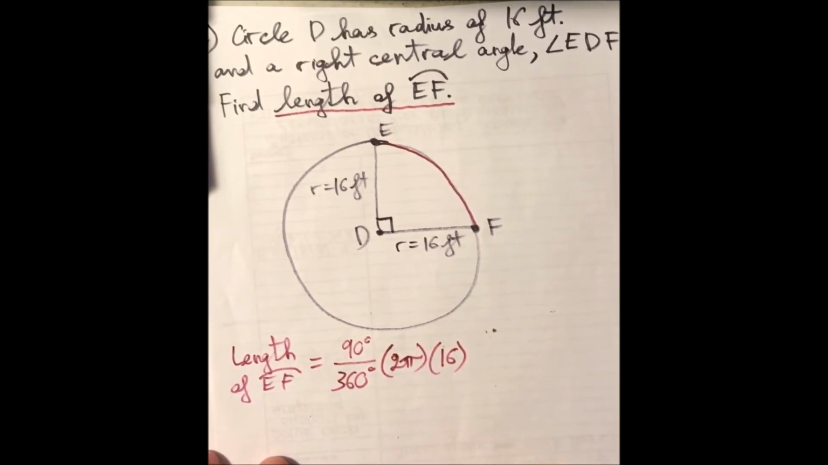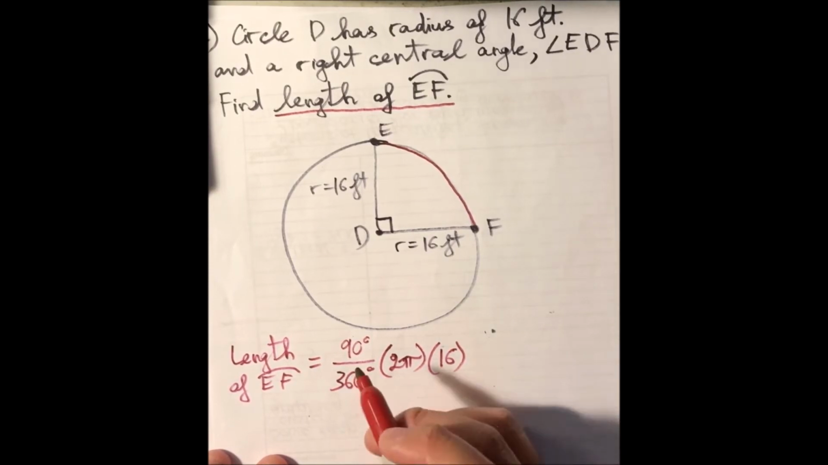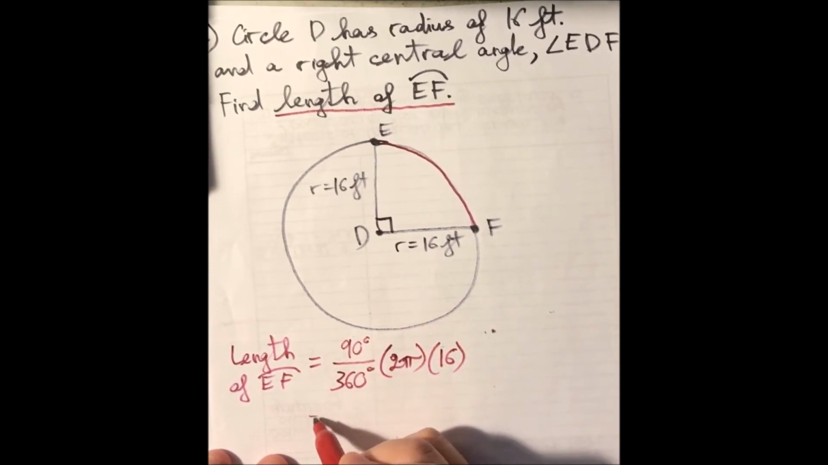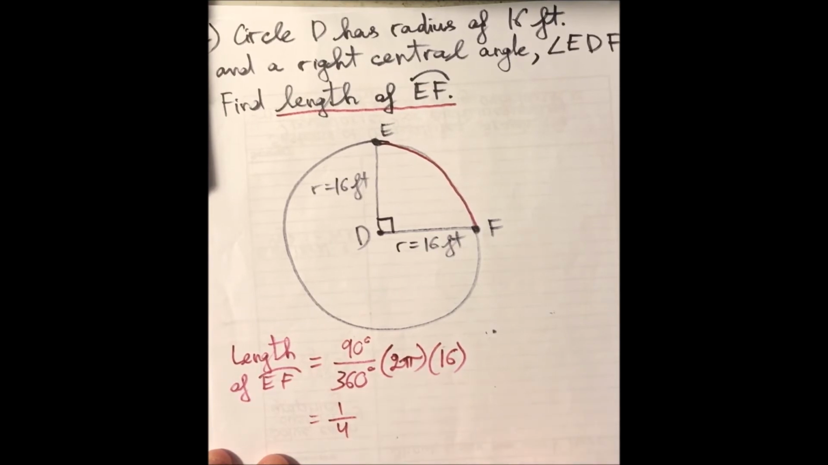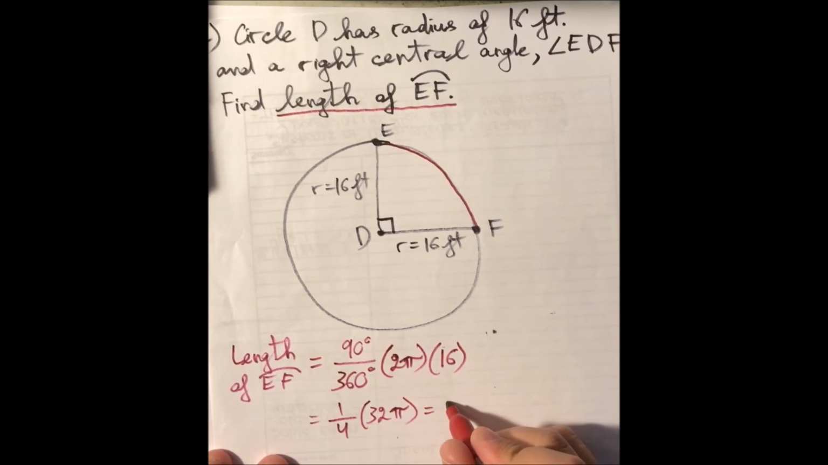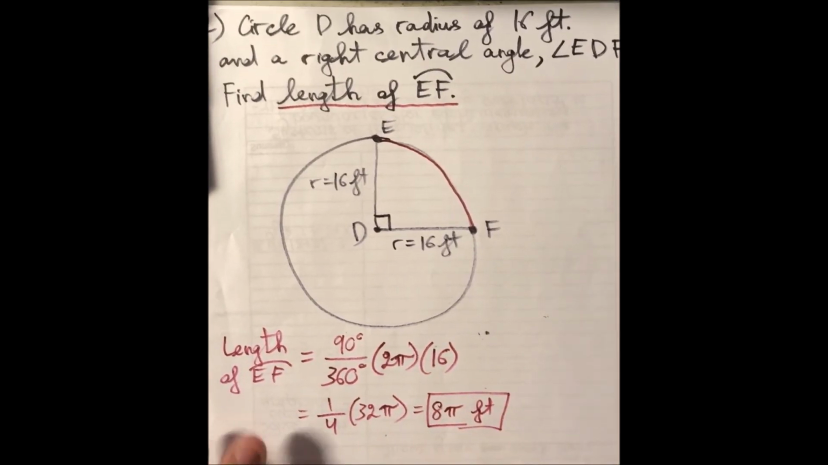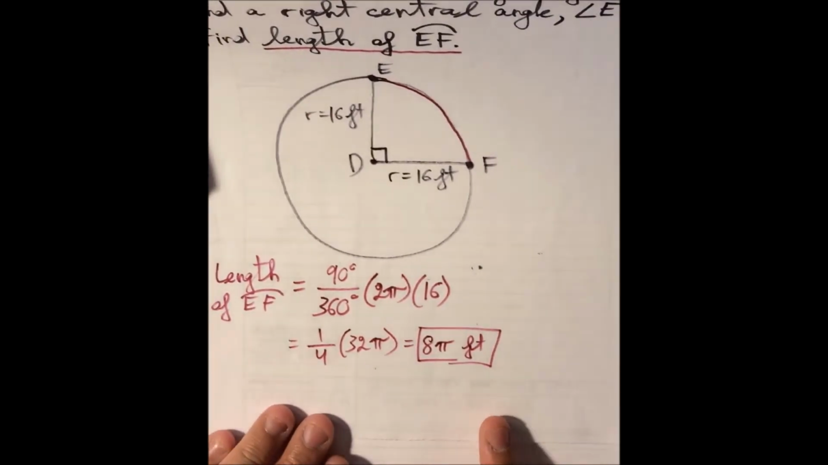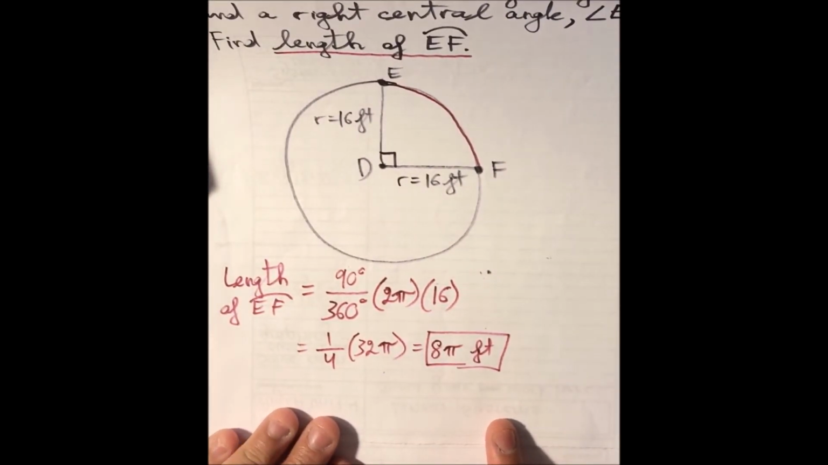And this is just a matter of simplifying. Well, we know for sure that 90 over 360 is going to give us 1 over 4. 2 times 16 is going to give us 32, so this is 32 pi. But 32 multiplied by 1/4 is going to be 8. So we get 8 pi feet. And this is the length of the minor arc EF.